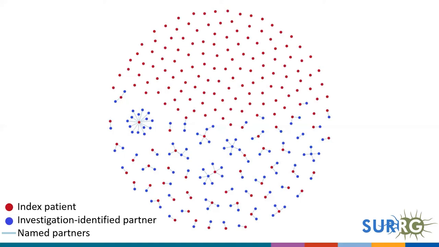Here, nodes are divided into 2 colors, red and blue. The red nodes are index patients in SURGE. These are patients that were found to have gonorrhea with reduced susceptibility, and they prompted the start of Partner Services investigations. Blue nodes are partners that were identified through Partner Services investigations. And the lines between the nodes represent named partnerships, where one or both people named the other as a partner.